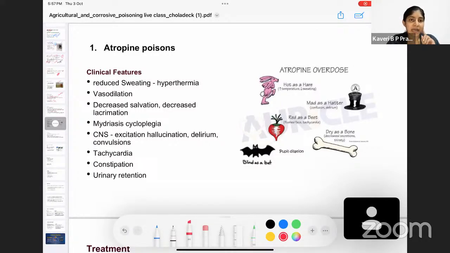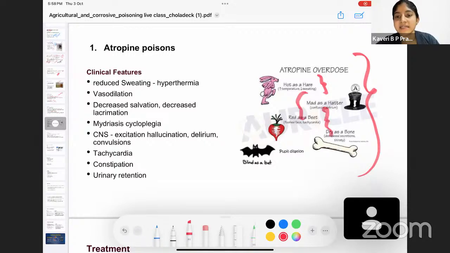Initially, I told you that atropine is an antidote for organophosphate poisoning. But per se, if a person takes too much atropine, that can also act as poisoning. And whenever he takes it, you remember this mnemonic. He is going to be hot as hare, mad as a hatter, red as a beet, and dry as a bone. Along with that, he is going to have blindness. That is because of pupil dilatation.